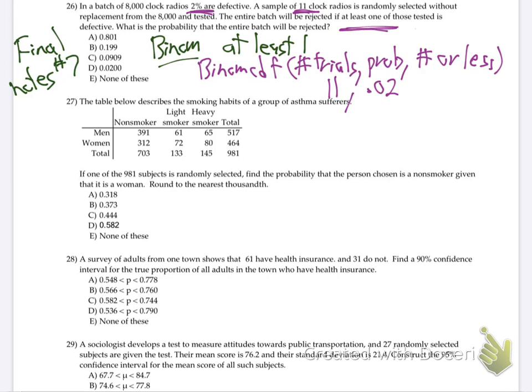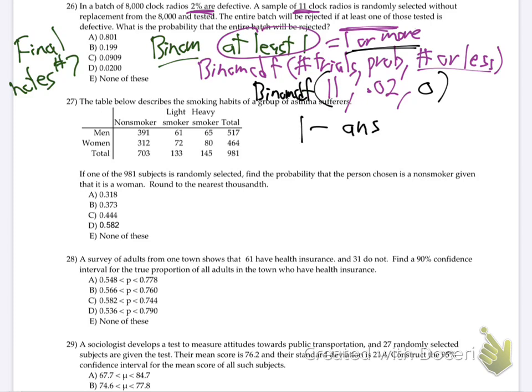Each time you reach into the batch, there's a 2% chance you're going to get a bad one because 2% of them are bad. You're going to pull out 11, and what's the number or less you're looking for? 0. Yeah, you see, the problem is we're not really doing a number or less. We're doing at least one, which means one or more, doesn't it? At least one means one or more. So that's the opposite of 0 or less. So you've got to do the binom CDF, and then take 1 minus the answer, don't you?